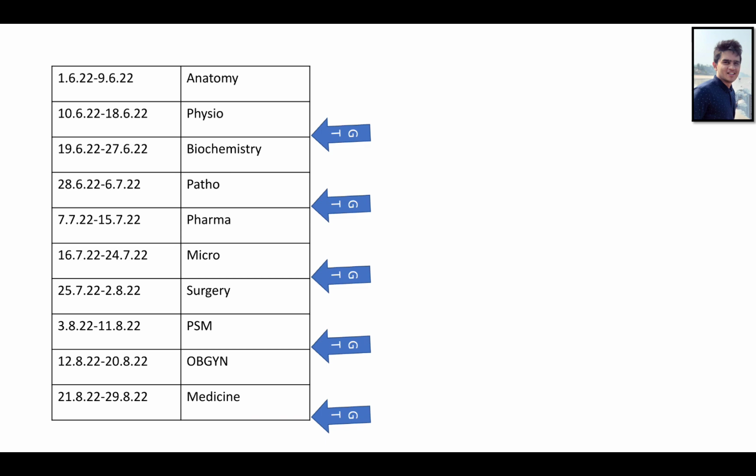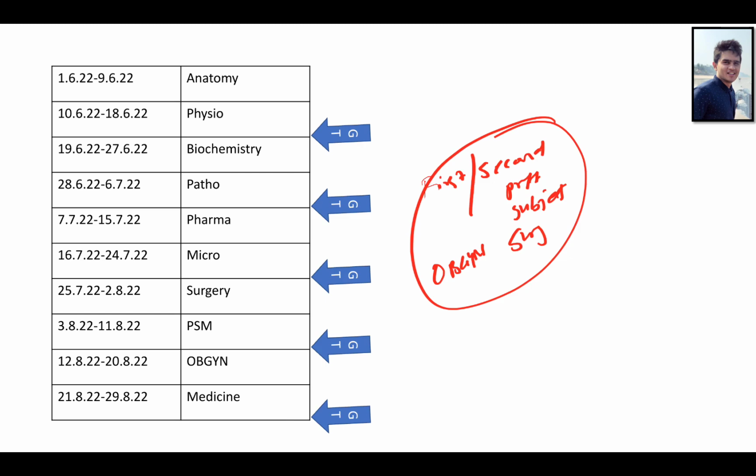Also, subjects like your first and second prof subjects: whenever you make a timetable, take your first and second prof subjects and subjects like obs gynae and surgery. Start with them because they are very important and they are going to be high yield.